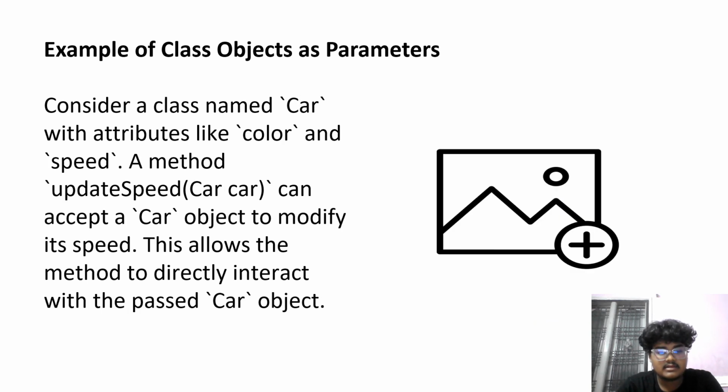Consider a class named Car with attributes like color and speed. A method updateSpeedCar can accept a Car object to modify its speed. This allows the method to directly interact with the passed Car object.